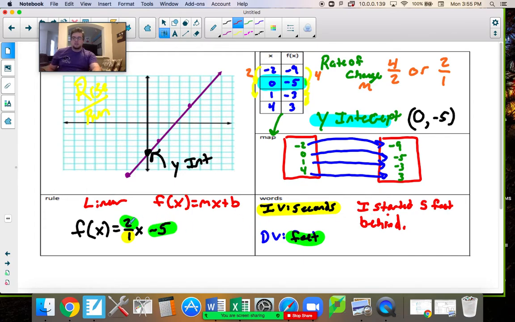Next thing I need to do is I need to use my 2 over 1. So this is a ratio. So now I need to set up a ratio that's going to relate feet to seconds. So, and it has to be positive. I gain 2 feet every 1 second. And just like that, I have my word problem.